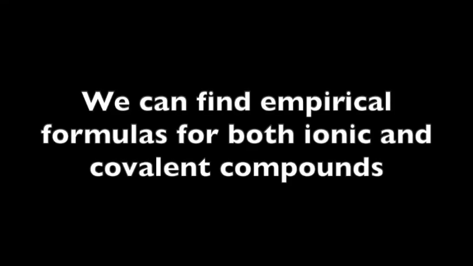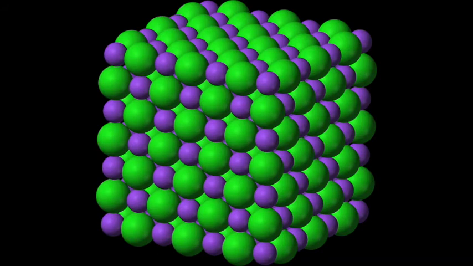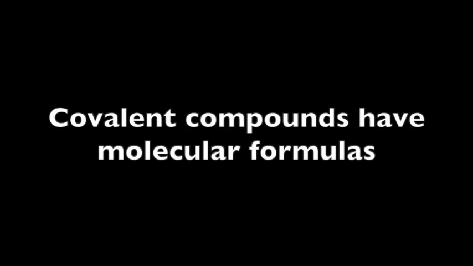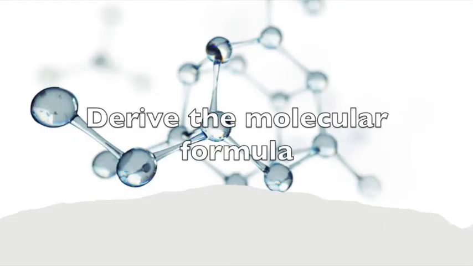Just to reiterate, we can find the empirical formula for ionic and covalent compounds. But one thing you should notice about the empirical formulas of ionic compounds: because of the way ionic compounds are defined, the formula for an ionic compound is always going to be the lowest whole number ratio of atoms. An ionic compound formula is an empirical formula. But for covalent compounds, that's not necessarily the case. And to find out what the molecule really looks like, we're going to have to find the molecular formula.